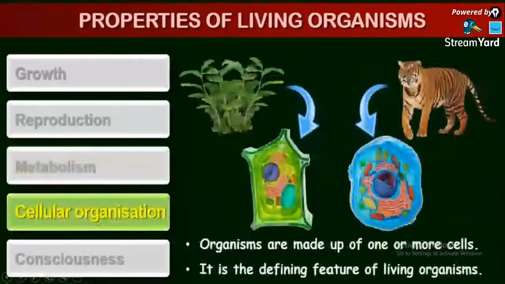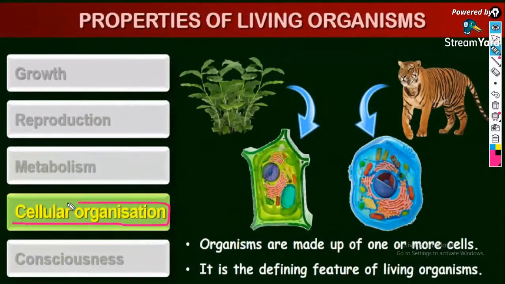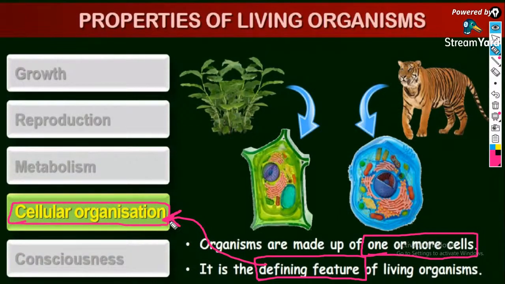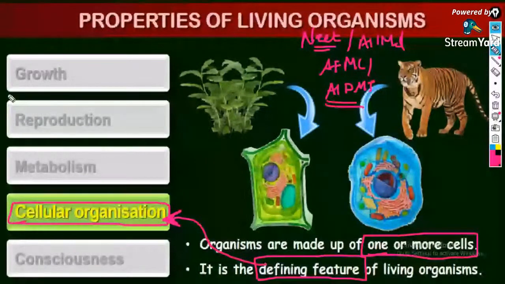The next property is cellular organization. Organisms are made up of one or more cells, so it can also be considered as a defining feature of living organisms. But children, listen: when it comes to your NEET exam, or your AIIMS, AFMC or AIPMT exams, the question will be: which one of the following characters is the defining property of a living organism?